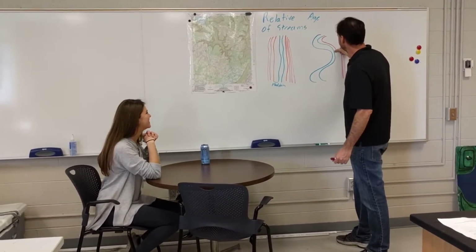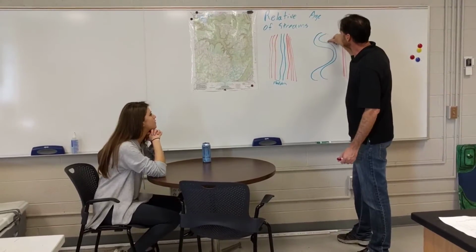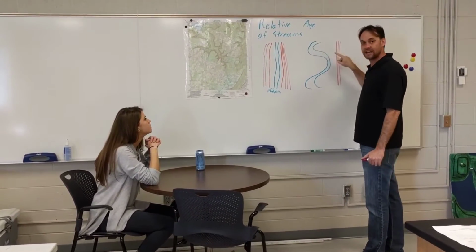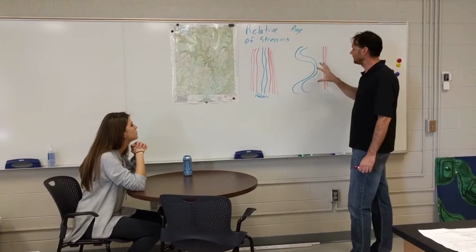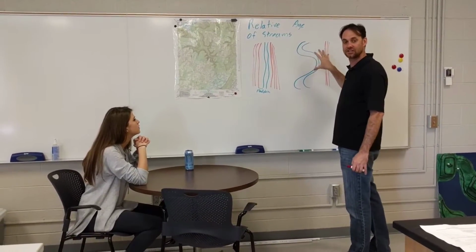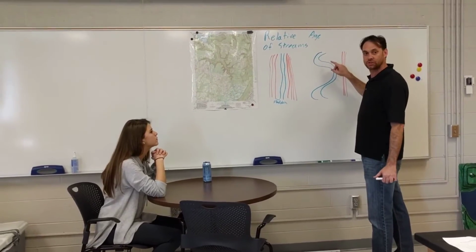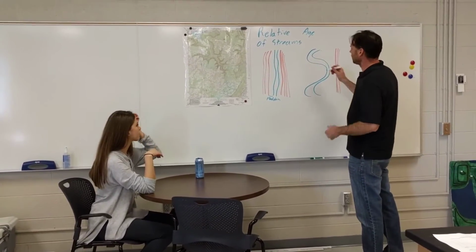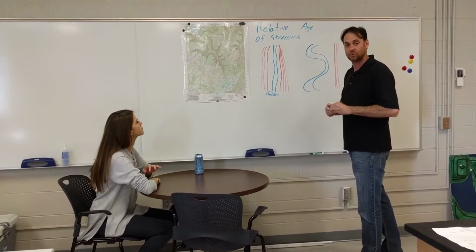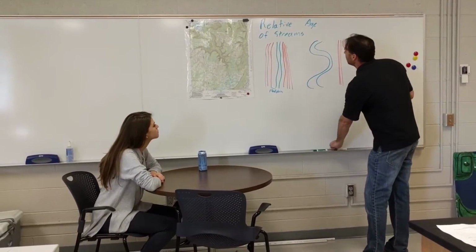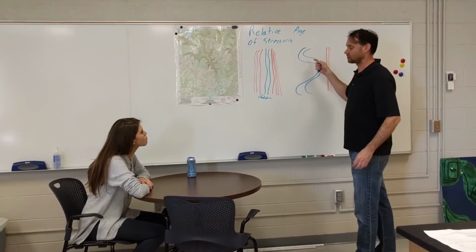And the reason is because this is not a static pattern. This meander pattern does not stay still. What happens is, as the stream gets more mature, this stream wanders back and forth, or meanders. So at this particular time in its life, it looks like this.